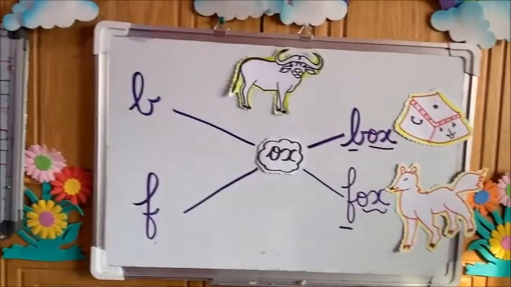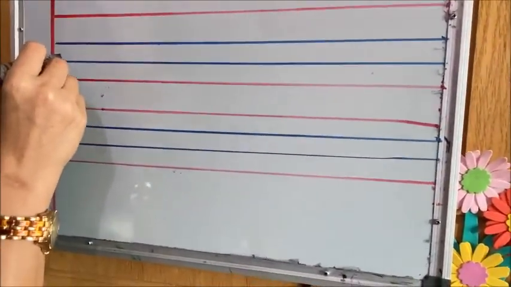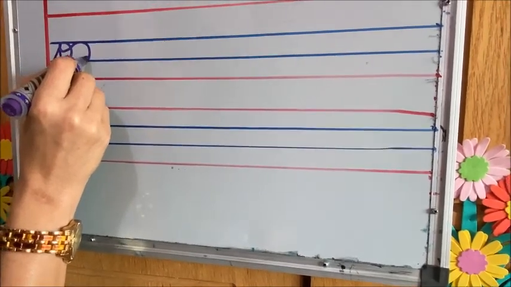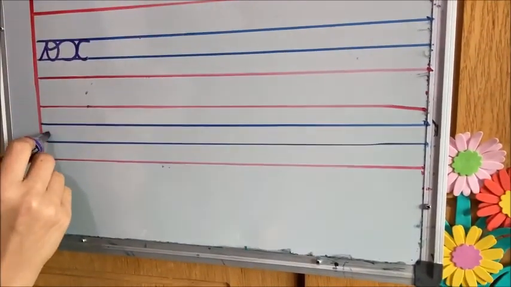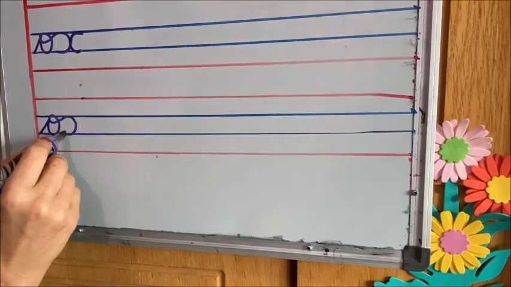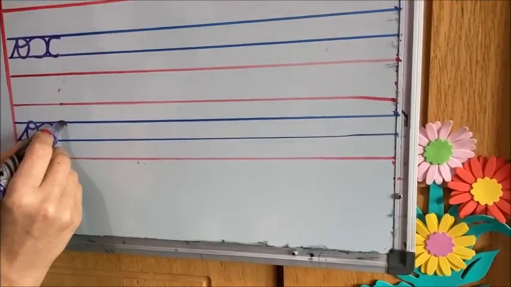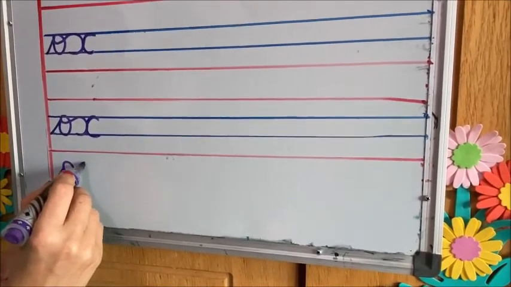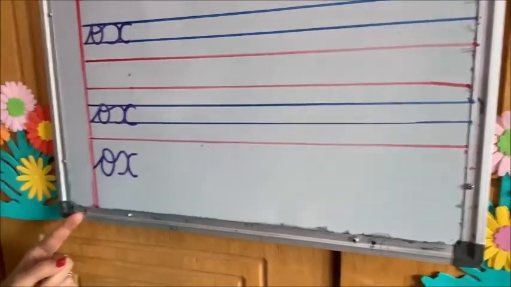Understood? So let's go to this word and I will show you how to write. So this is A and the letter X. So A, you have to write like this. Then don't remove your finger. Go like this back and turn and write. If it is difficult for you, you can write like this. Take your hand out and join like this.